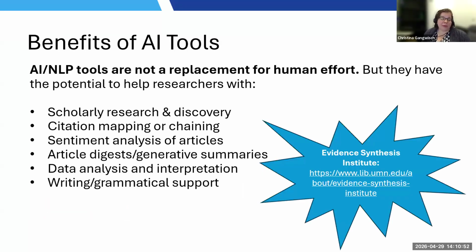So the main point that I really try to make when I talk to students about the benefits of using an AI tool or artificial intelligence, and specifically natural language tools, is that these tools really aren't a replacement for human effort. So I try to let them know that they can be useful for certain aspects related to literature reviews and can be beneficial if they're used appropriately, but only when they're used appropriately.